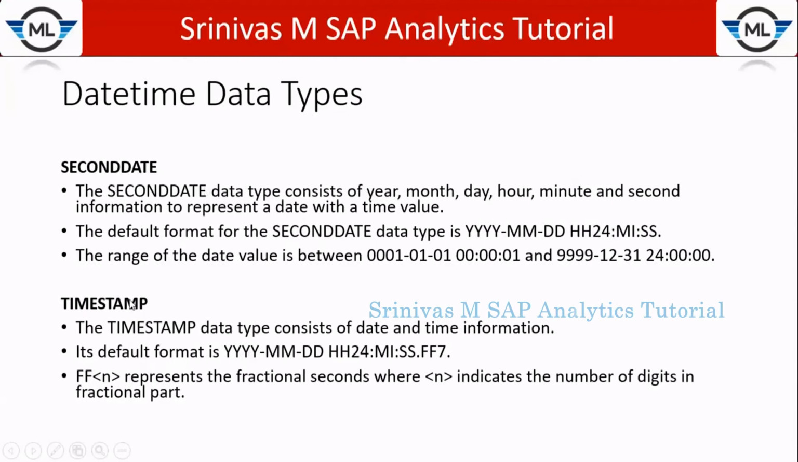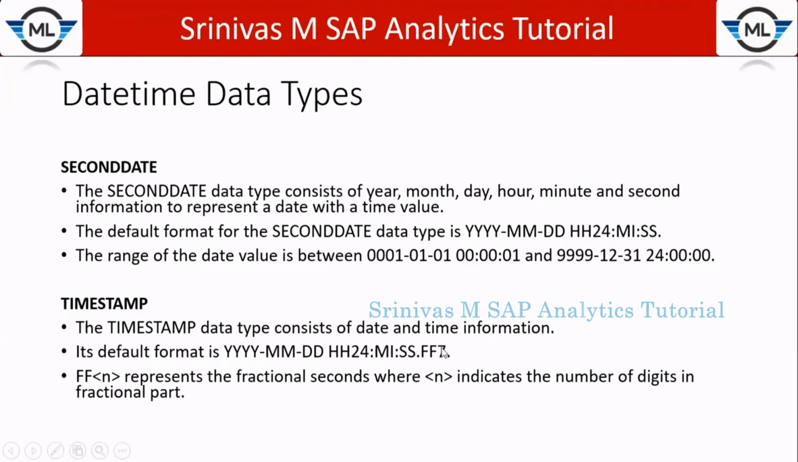Coming to timestamp, what is the difference between second date and timestamp? In timestamp also I have year, month, date and hours, minutes and seconds. Along with it, we have fraction of seconds also available in the timestamp. But in second date, we have only the date and time information. So if you want to store only date and time till seconds, then go for second date. And if you want to store fraction of seconds also, then go for timestamp.